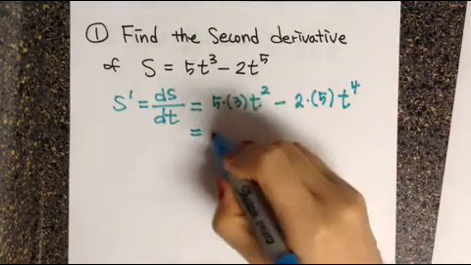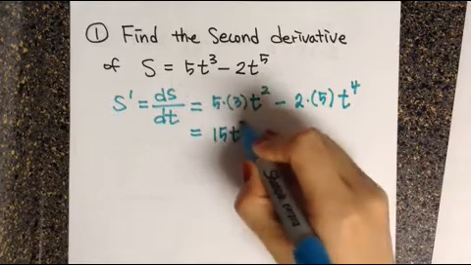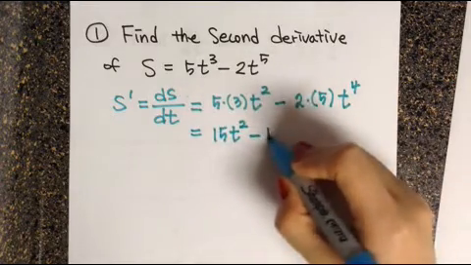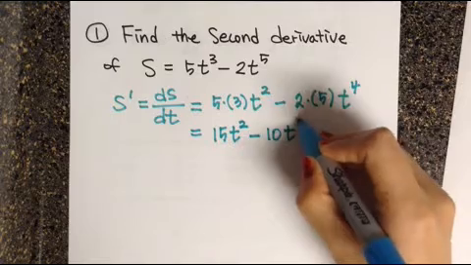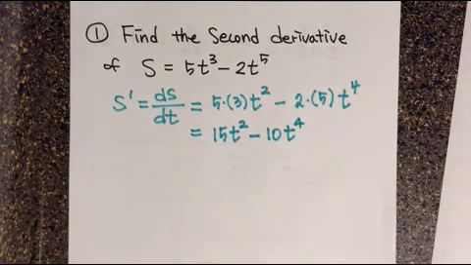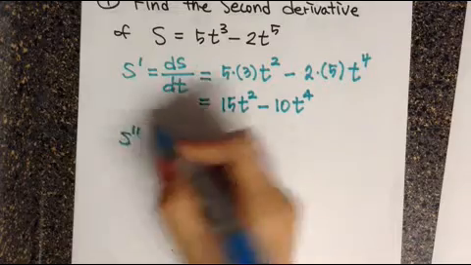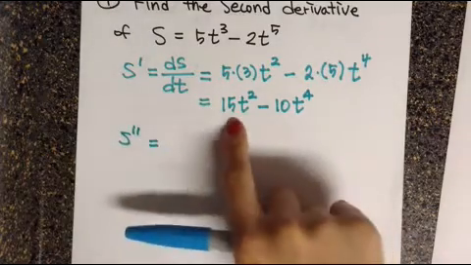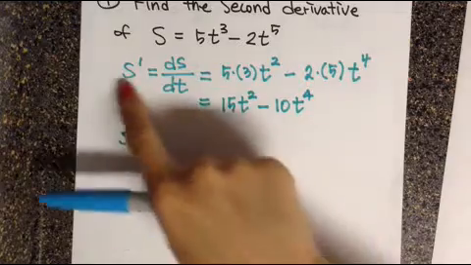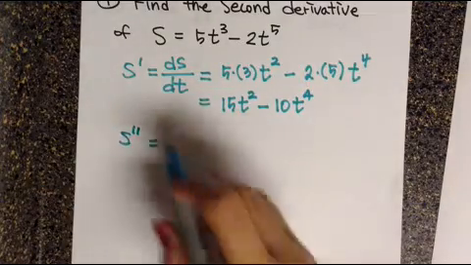So 5 times 3, 15, t squared minus 10 t to the 4. That is our first derivative. Okay, we need to get the second derivative. Then s double prime equals, we need to take the derivative of the first derivative.